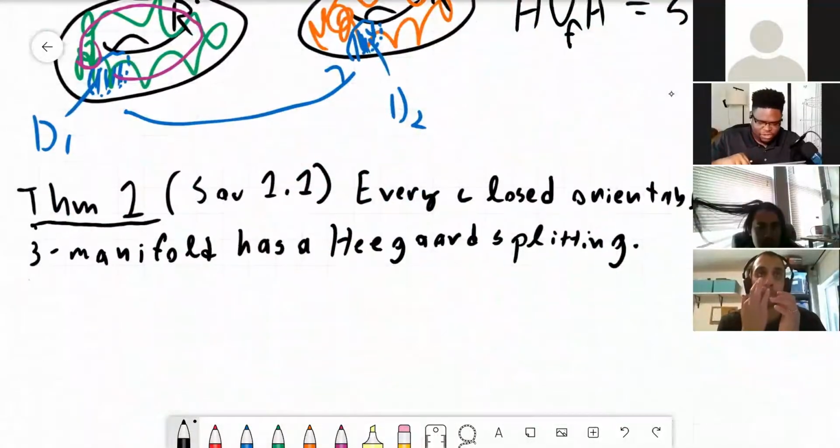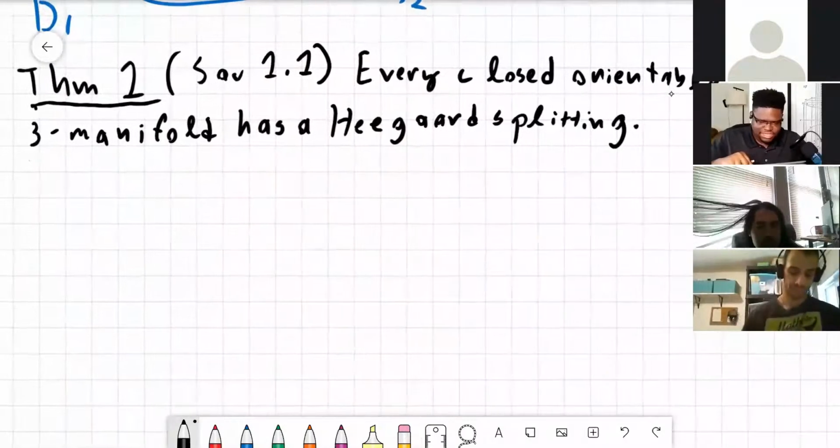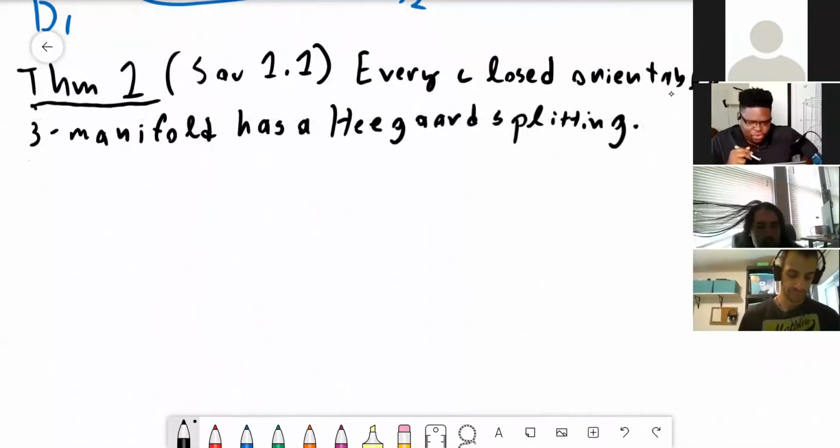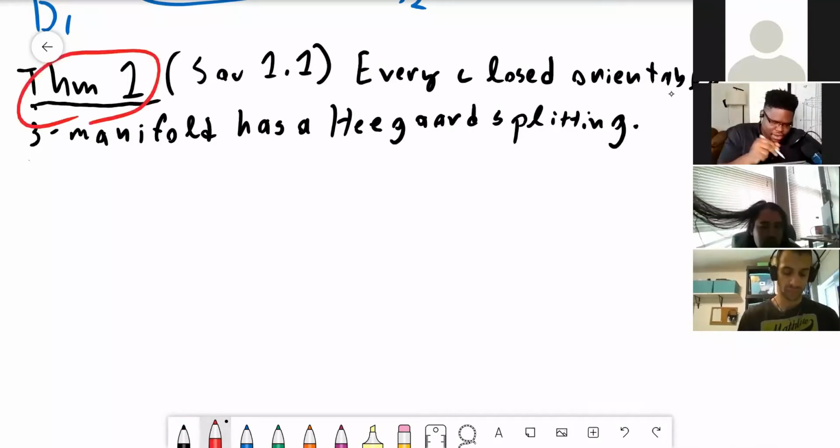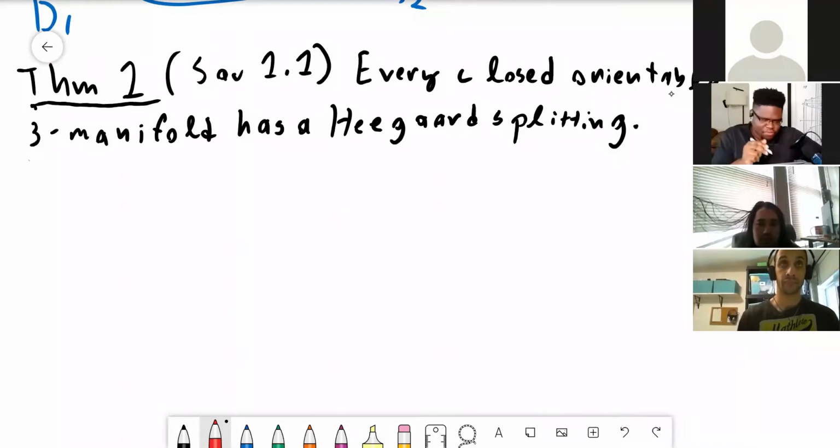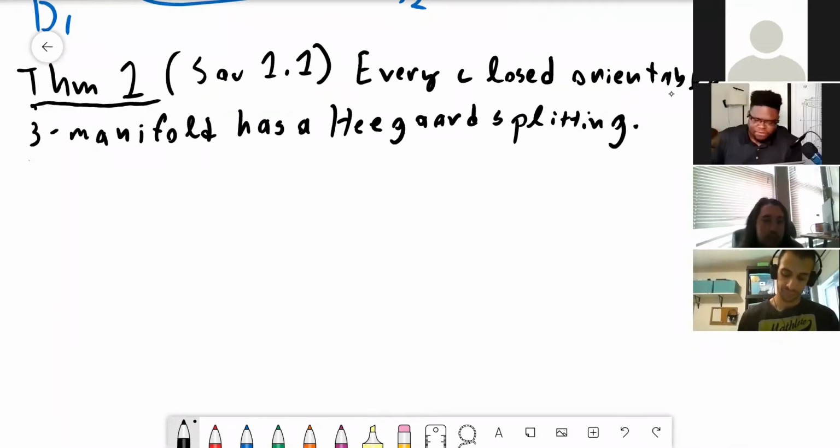All right. So let's talk about our first theorem. Since I'm going pretty closely by the book, and you might want to look these things up later, I'm going to have my own numbering here, but I'll also give you a reference of where the theorem is in the book in case you want to look it up. So this is theorem 1.1 in the book. Every closed orientable 3-manifold has a Heegaard splitting.